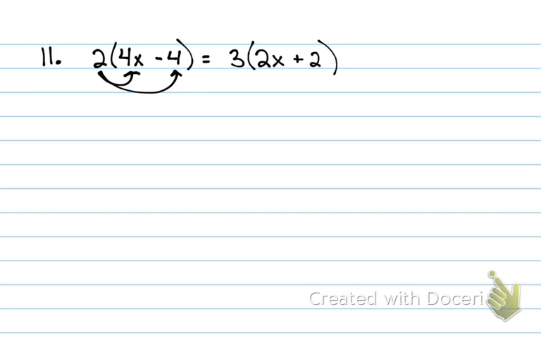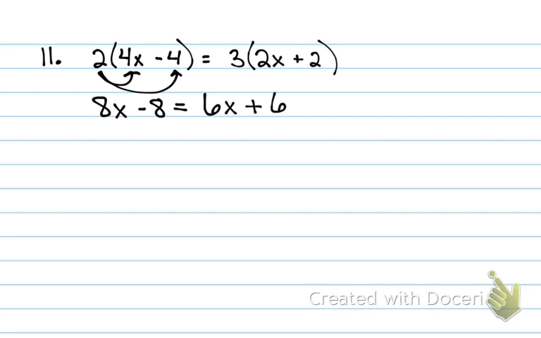So here's your first hint. Okay, when you have the answer, raise your hand if you think you have the answer. You're doing pretty good on the distributive property. What's 2 times 4x? 8x. And what's 2 times negative 4? Negative 8. What's 3 times 2x? 6x. What's 3 times 2?